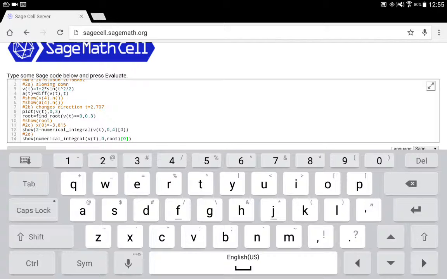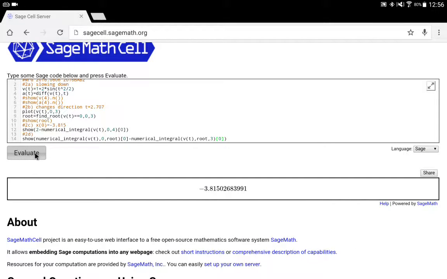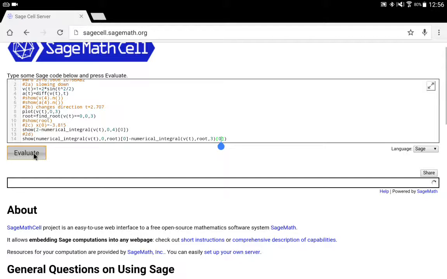Okay, and we're going to subtract from it the numerical integral of v of t from root to 3. And remember, you don't have to say comma t with respect to t, right? And again, I want the numerical estimate. There you go. And hopefully I don't have to reload this whole mess. Come on, calculate.